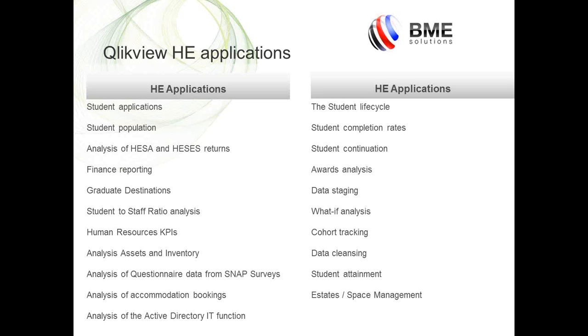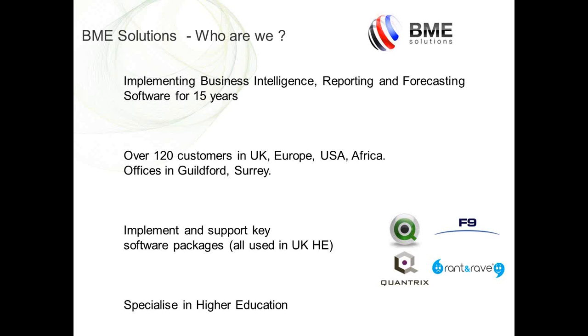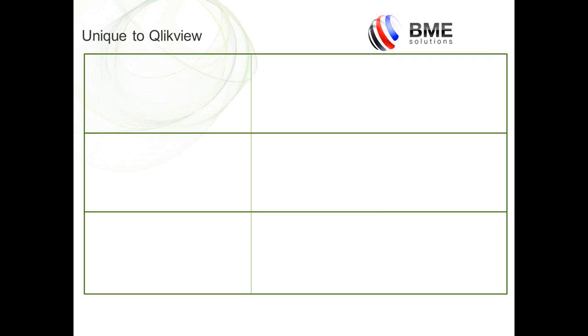But who are BME Solutions? Qlikview is the software product. We've been around for about 15 years, and we specialize in business intelligence and reporting. We have over 120 customers. Mostly they are in the UK, but we do have customers around the world. We are based at offices in Guildford in Surrey, and we sell and implement four packages: Qlikview for business intelligence, F9 for Excel financial reporting, Quantrix for student modeling, and a product called Rant and Rave for student feedback. Today, though, is only going to be about Qlikview and the way we have specialized in the higher education sector.